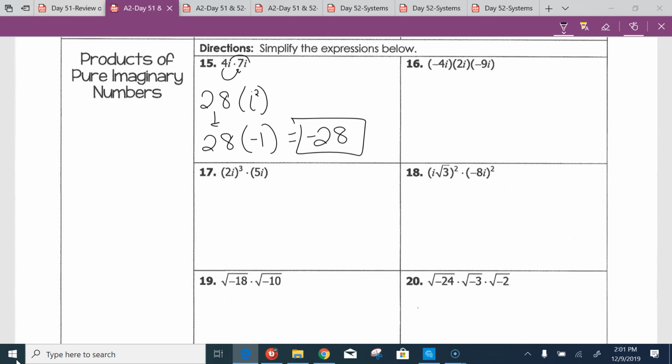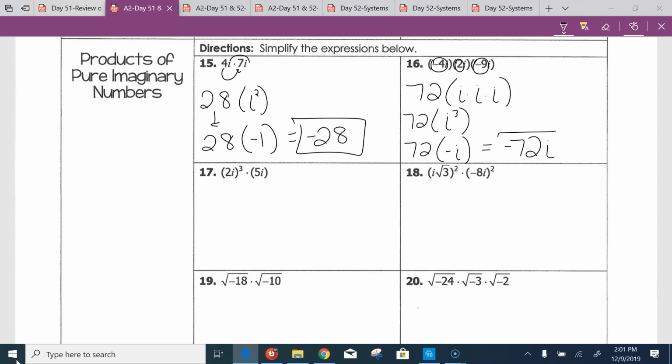Number 16, let's multiply all our coefficients. -4 times +2 is -8. -8 times -9 is +72. Then I'm left with just i times i times i, so I have 72 times i to the third power. If I go back up to my chart above, I can see that i to the third power is equal to -i. So I'll take the negative sign and put it in the front, in front of my coefficient: -72i.